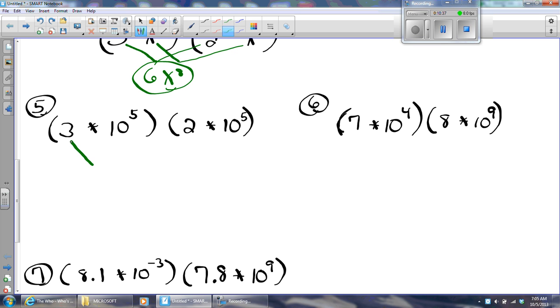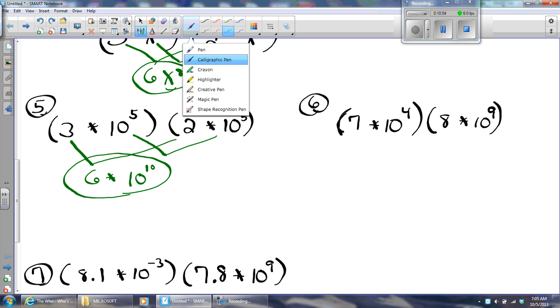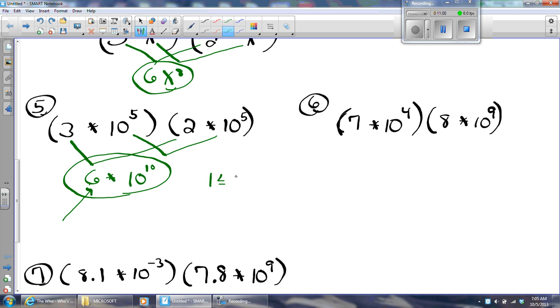I'm going to multiply 2 times 3, and I'm going to get 6 times, and 10 to the 5th times 10 to the 5th. Wouldn't that be 10 to the 10th? And there you go. I should check and make sure that the decimal part of my number is in scientific notation. Is that 6 greater than or equal to 1 and less than 10? Of course it is. So this is done. Okay, number 6. Sorry about that, just bumped my headset. Number 6, I'm going to multiply 7 times 8. Well, that's a hard one. We better get our calculators. 56. And then I'm going to do 10 to the 4th times 10 to the 9th.